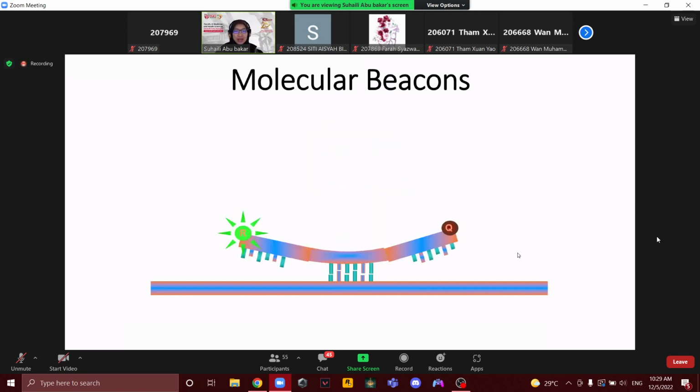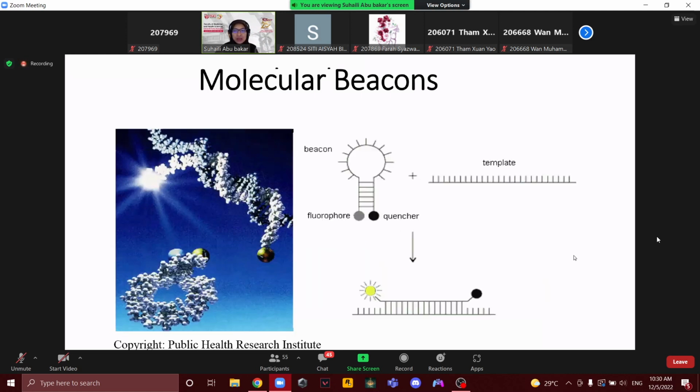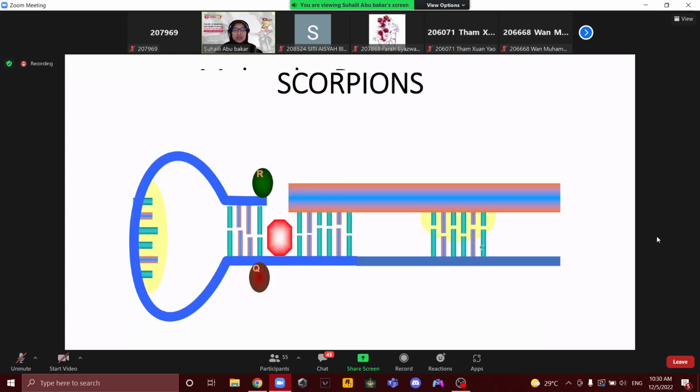Like this. Okay, dia buka macam tu. When they are denatured, this reporter and quencher will be separated, and then allow the target region to complement to the specific region, right? So this is fluorophore, quencher, and template. So the difference between molecular beacons and TaqMan probe is just the structure of the probe before they bind to the template. Right? Okay, and now this is a scorpion.